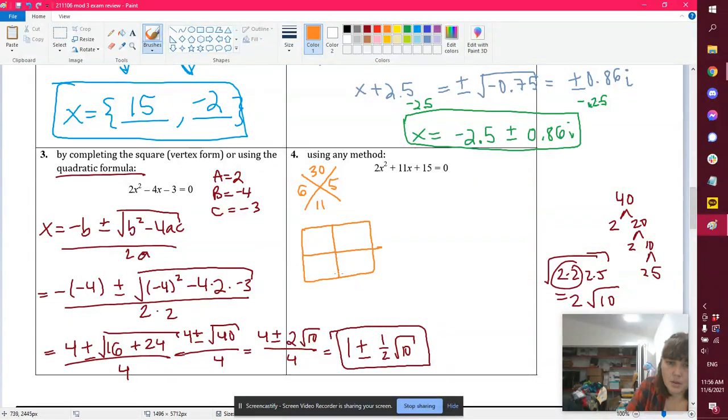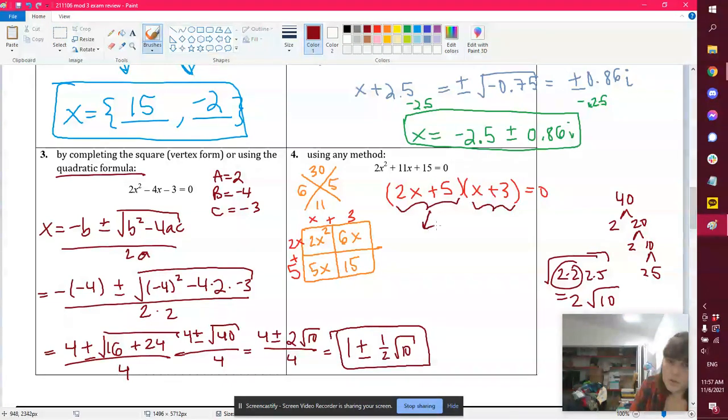The box then becomes, we rewrite 2x squared, we rewrite 15. We use the 6 and the 5 from the x to write in 6x and 5x. And then we find the common factor for all of these, giving us 2x plus 5, x plus 3. I'm not finished yet. I now need to set this equal to 0 and set this equal to 0 in order to find my two answers.